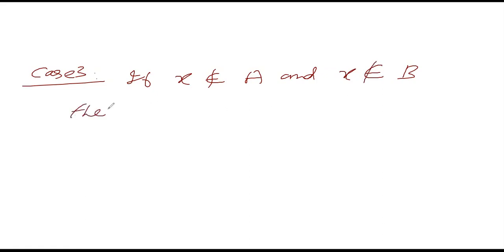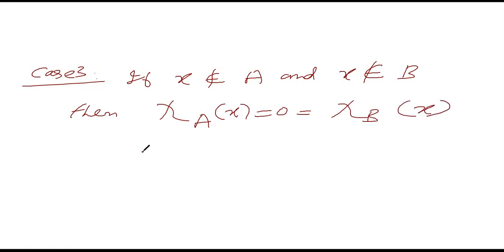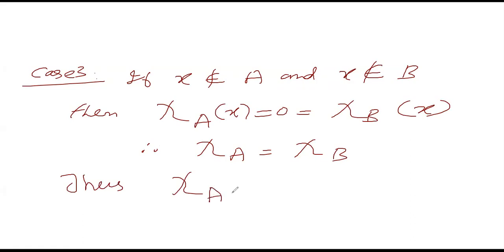Then chi A of X is equal to 0, which is equal to chi B of X. So therefore, chi A is equal to chi B. Thus we have seen that either chi A is equal to chi B or chi A is strictly less than chi B. Thus chi A is less than or equal to chi B. That's the second property of the characteristic function.